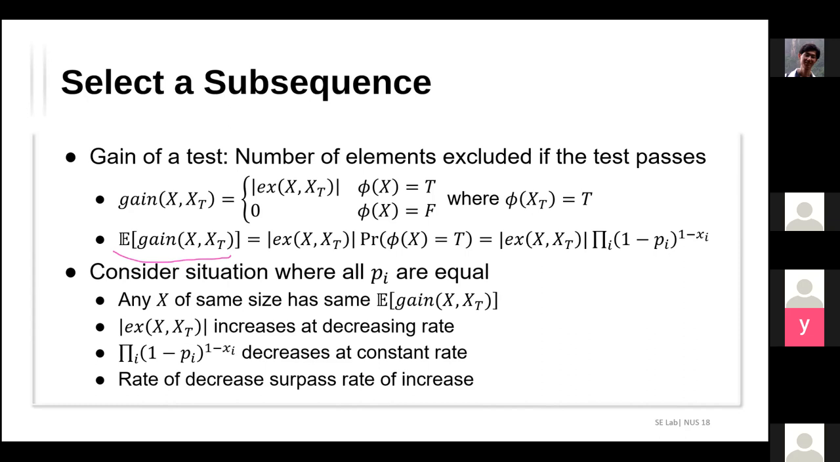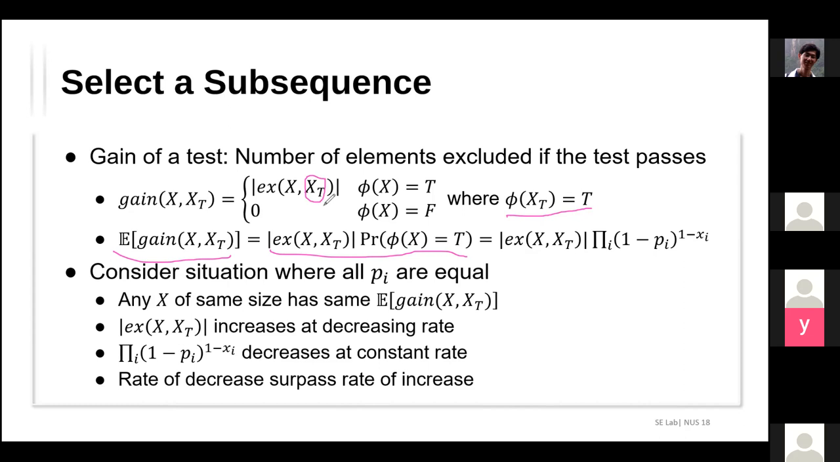Okay. So if you look at this equation, X means difference, right? The EX is the difference between these two, so the number of elements excluded between X and XT. XT is an input that has already passed, the most recent, the smallest input that has already passed until now. It might not be the most optimal, but it's the most optimal for now.